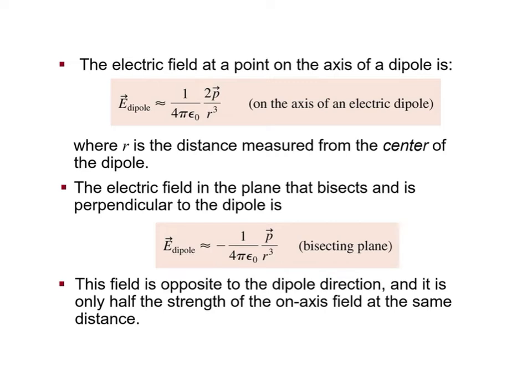It can be shown that the electric field at a point on the axis of the dipole, let's stress that, is approximately 1 over 4 pi epsilon naught, that constant we've been carrying around, twice the dipole moment over the distance cubed. Notice that ends up being the correct units because the dipole moment has a meters in it. The r cubed has a meter cubed in it, so we get charge over meter squared. Correct units, yay.